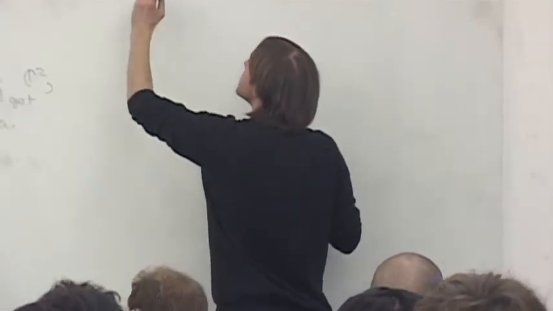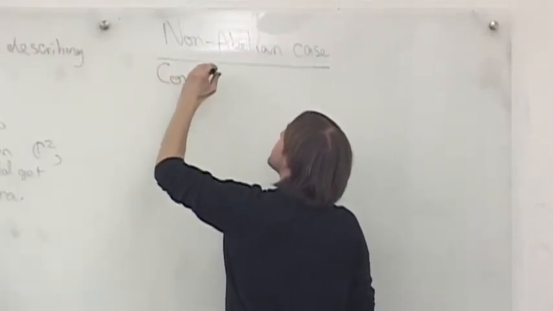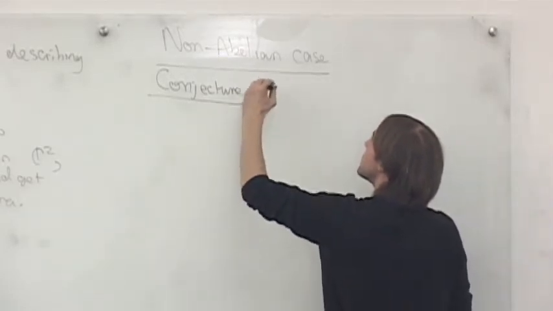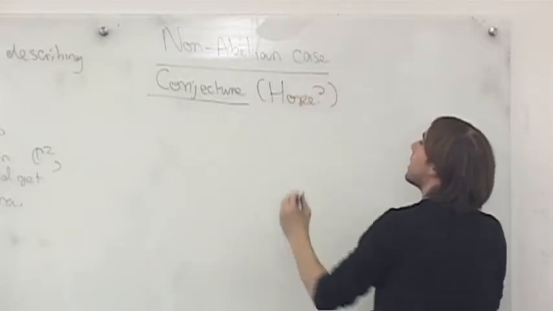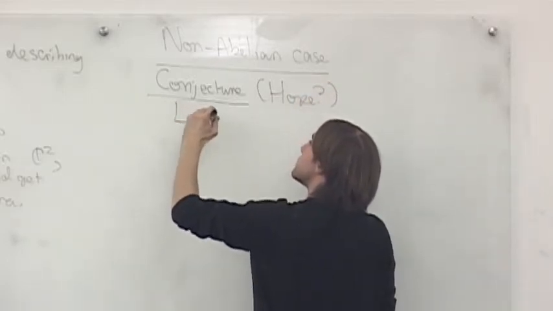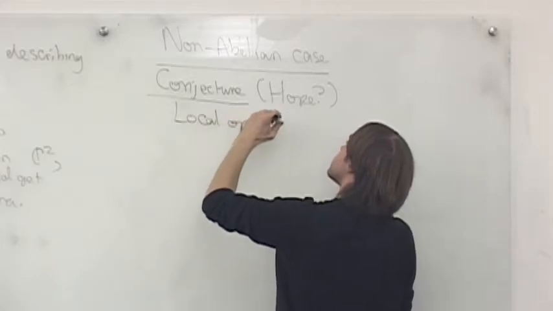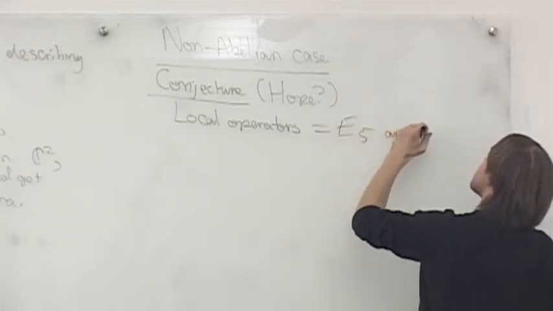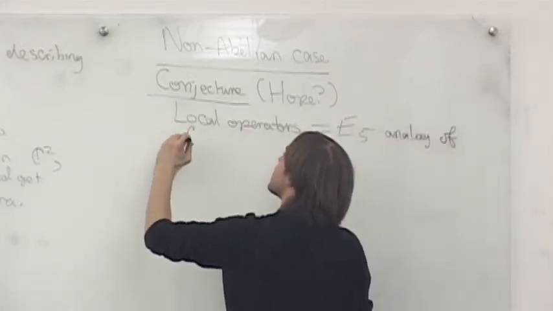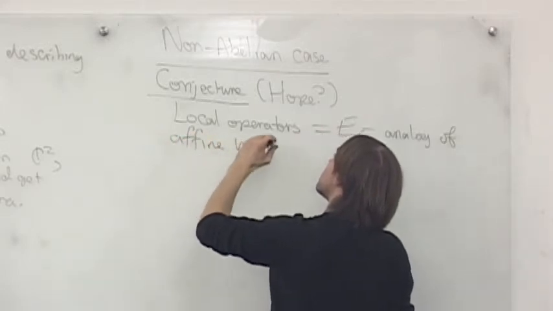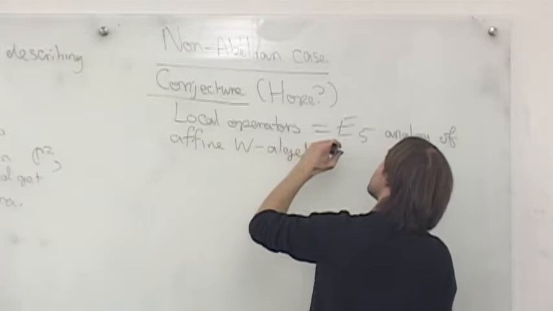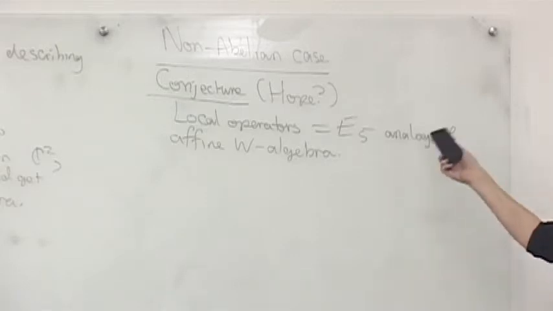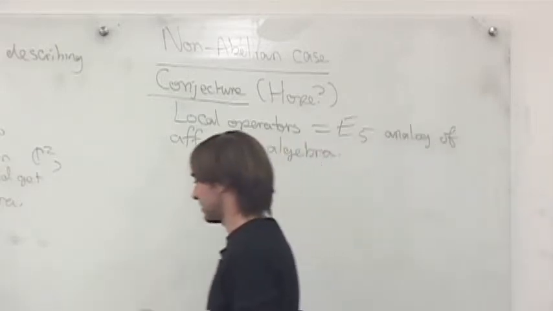So what's the non-abelian case? Conjecture, and I maybe hope, is that local operators are equal to an E5 analog of the affine W algebra. Okay, this is what AGT is. AGT is really the statement of what local operators in the 5D Yang-Mills are.